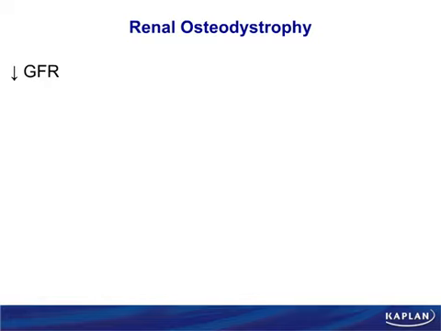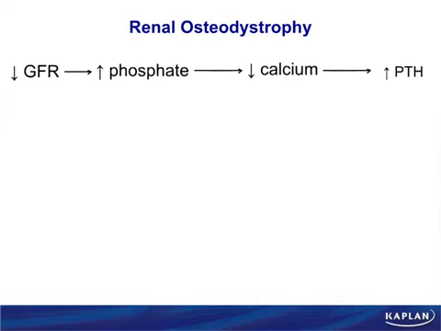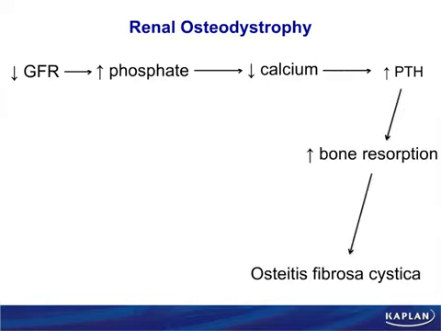The decrease in GFR will lead to hyperphosphatemia. Phosphate binds calcium. So the high phosphate will bind to calcium, leading to a low serum calcium level. The hypocalcemia will lead to high PTH secretion. This is secondary hyperparathyroidism. The chronically elevated levels of PTH will increase bone resorption, leading to what we call osteitis fibrosa cystica. This is the concept of renal osteodystrophy.